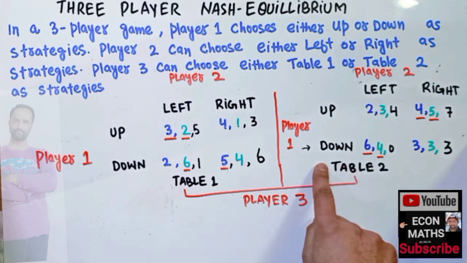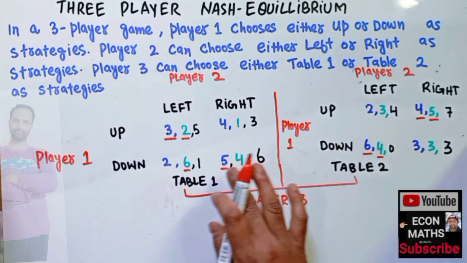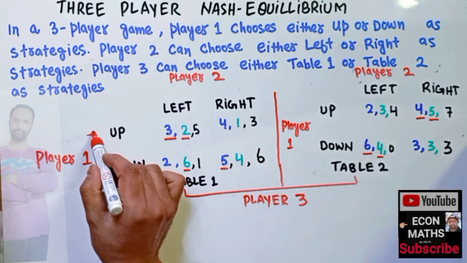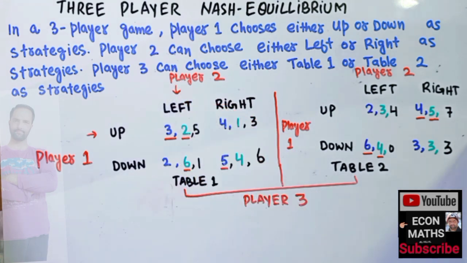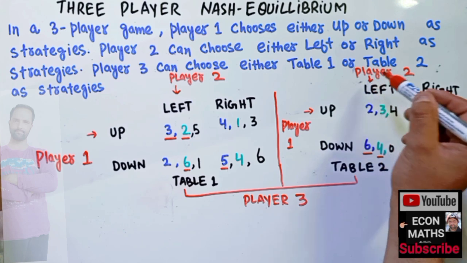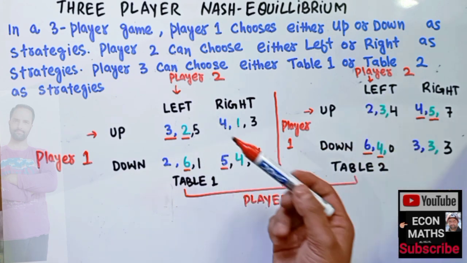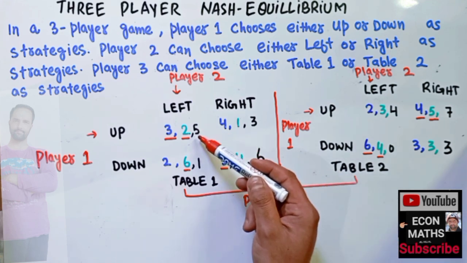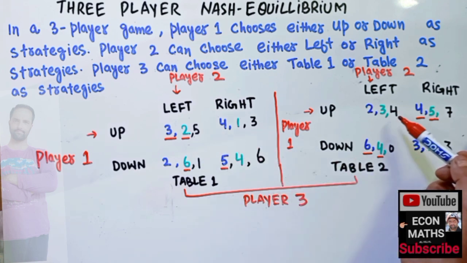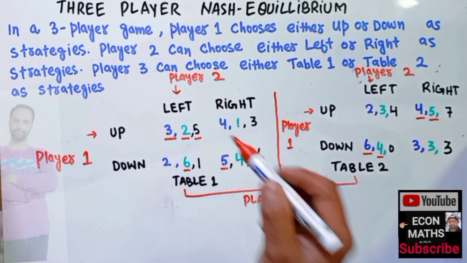Now, we need to find out the optimal strategies for player 3. We need to find out which table will player 3 choose. Let us suppose player 1 chooses up, player 2 chooses left. Obviously, he has to compare table 1 and table 2. In table 2, player 1 chooses up, player 2 chooses left. That means we are concerned with this cell and with this cell. Going for table 1 gives him payoff of 5, going for table 2 gives him payoff of 4. Obviously, 5 is greater than 4. He will choose to go for table 1.